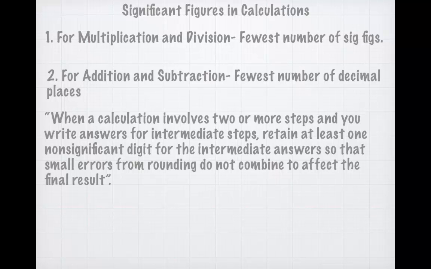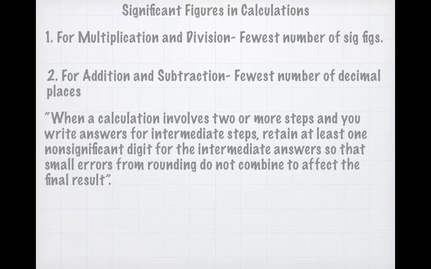And when a calculation involves 2 or more steps, so let's say I'm adding and multiplying, you write answers for intermediate steps. You retain at least one non-significant digit for the intermediate answers so that you don't end up with rounding errors. Now, I like to keep my intermediate values completely in my calculator and I don't round at all.